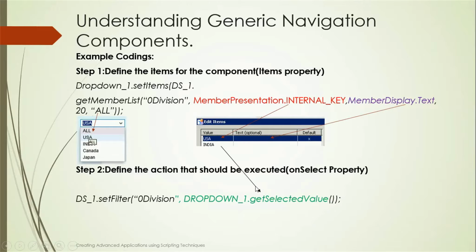And define the action that should be executed on the select property. Suppose we want to get the selected values from this drop down, then we can set the filter and drop down one dot get selected value. In that way we'll get these values from this drop down. So this is the use of drop down.